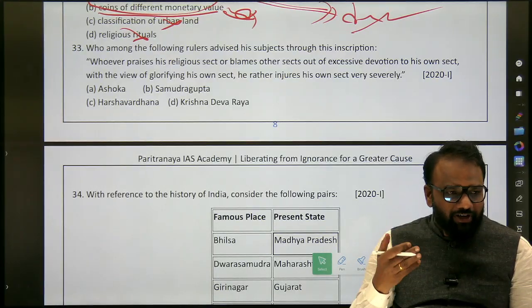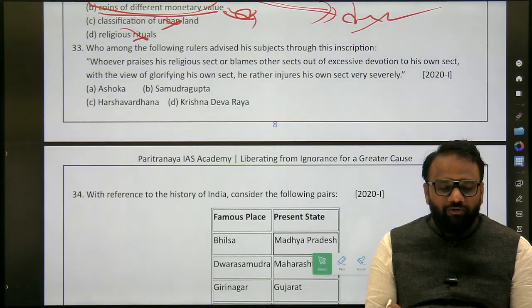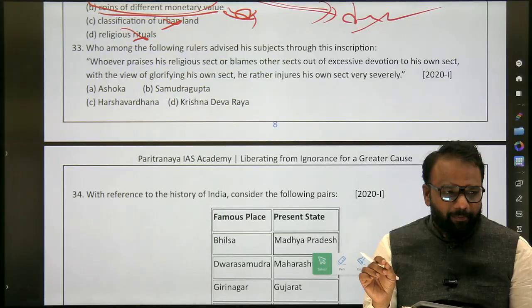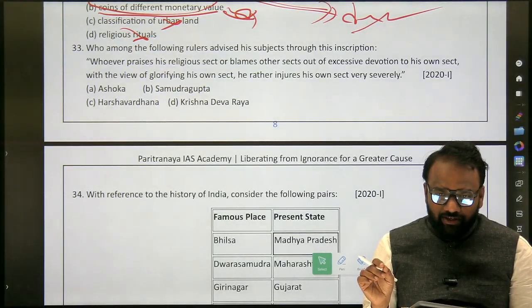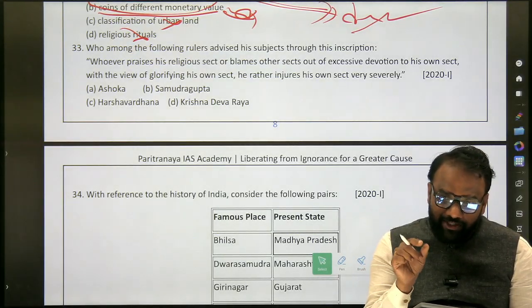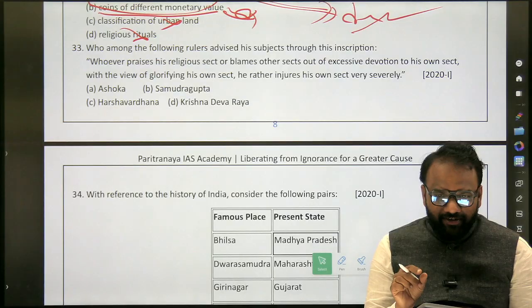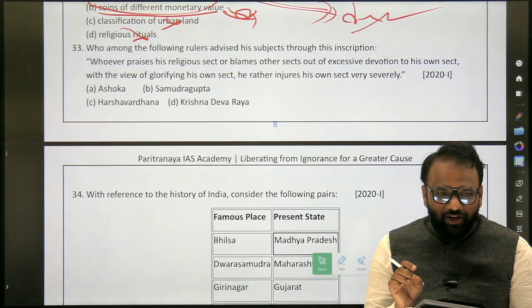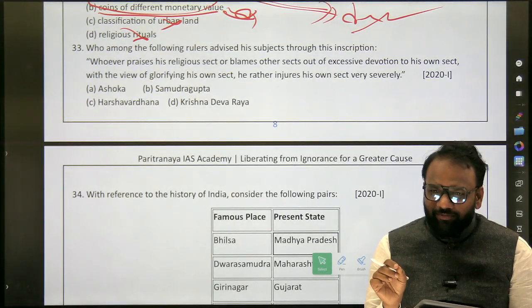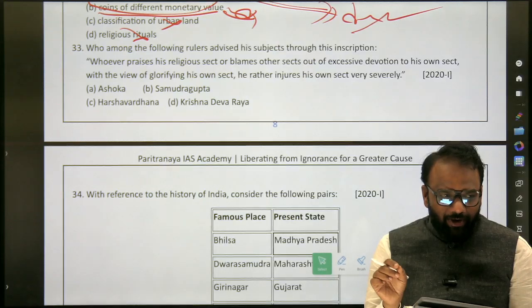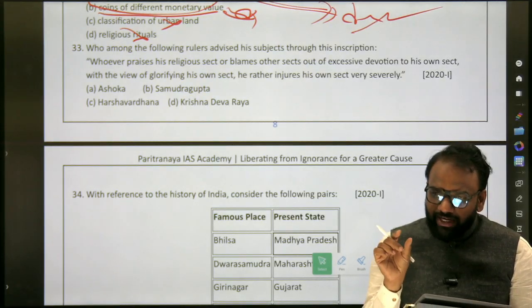We have seen how many different edicts are associated with Ashoka. 14 edicts, right? So there are some famous edicts also. Which are the famous edicts? 13 deals with what? Kalinga War? Okay. So at least those important edicts we will retain.